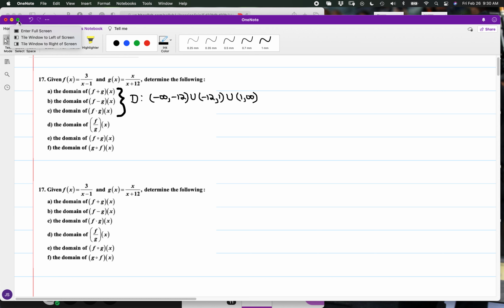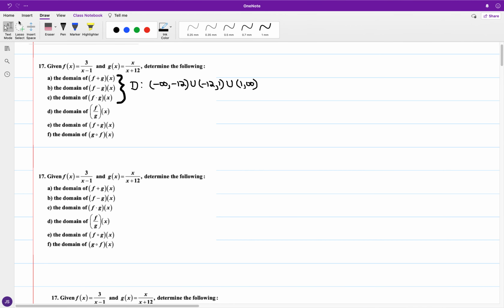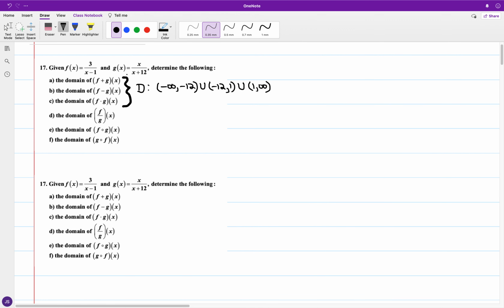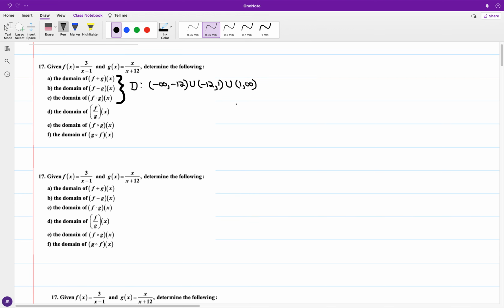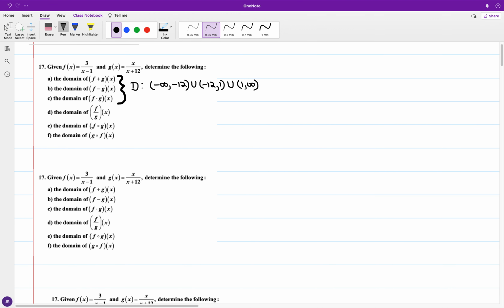Picking up where we left off with the test two review set, the first part. We left off with the first three parts in number 17 from the first portion in the review. We had, for the domain of the sum, difference, and product functions for f of x and g of x, this particular set of subintervals.